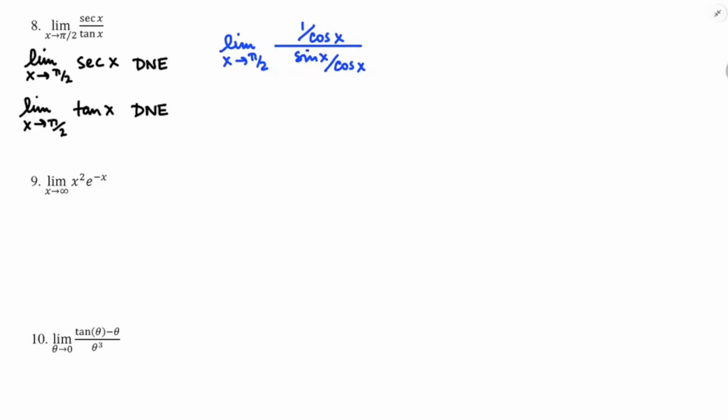Okay, and then there's going to be some fraction arithmetic involved in here. We're going to say, okay, 1 over cosine, flip and multiply by cosine over sine. Cancel off the cosines. Oh, yeah, sine of pi over 2, that's 1. And so this limit is going to equal 1. Which is not to say DNE over DNE equals 1, but this one, L'Hopital's rule was not going to work.